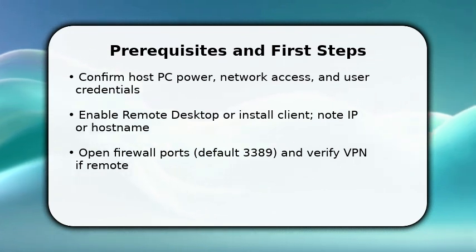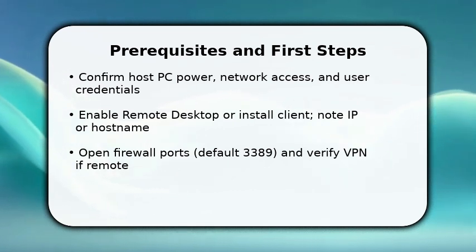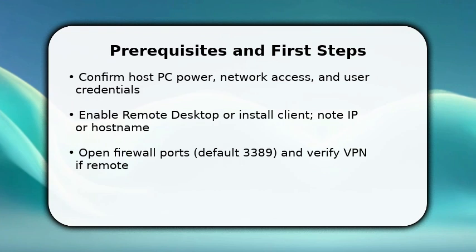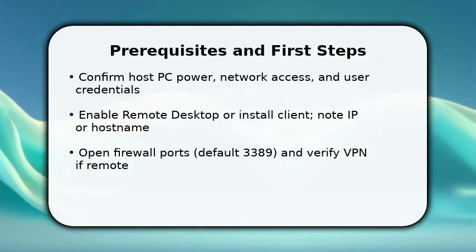Once enabled, note the host's IP address or DNS name and confirm the firewall rule for port 3389. If you're off-site, make sure a VPN or port forwarding is in place. These steps unlock the connection pathway you'll use immediately.